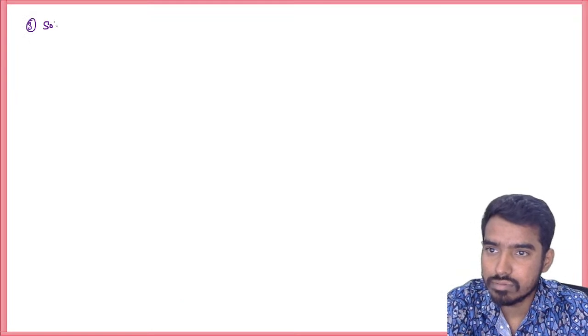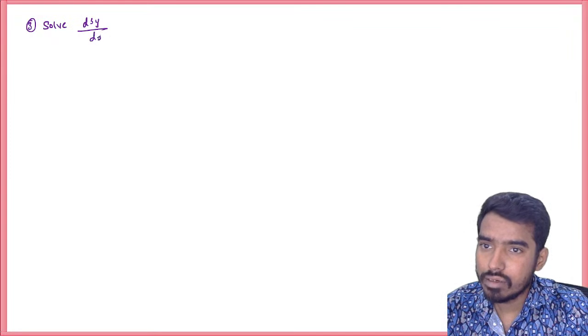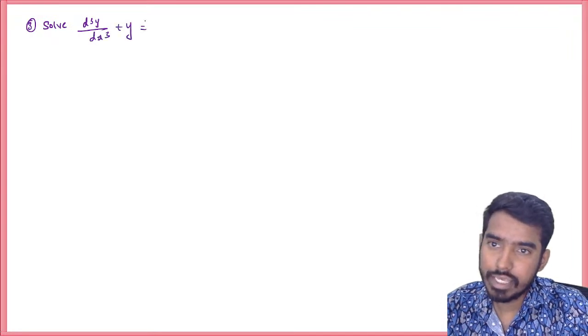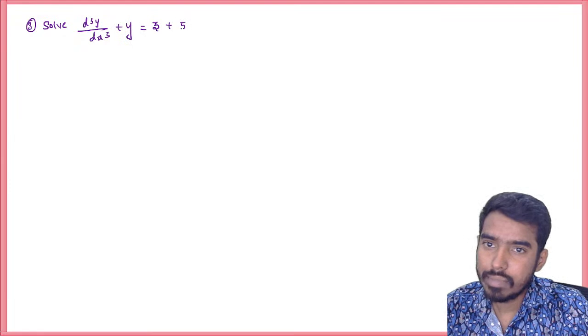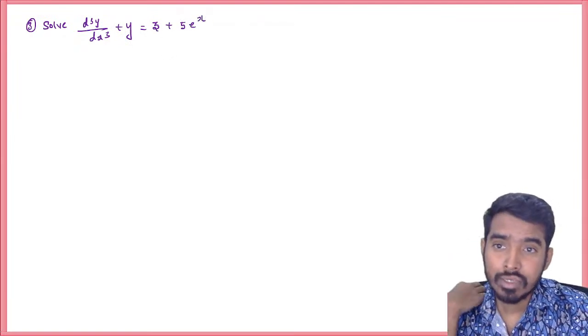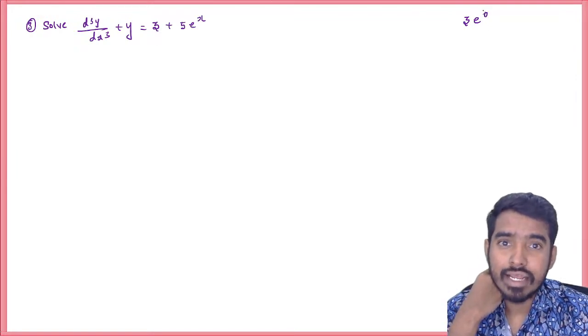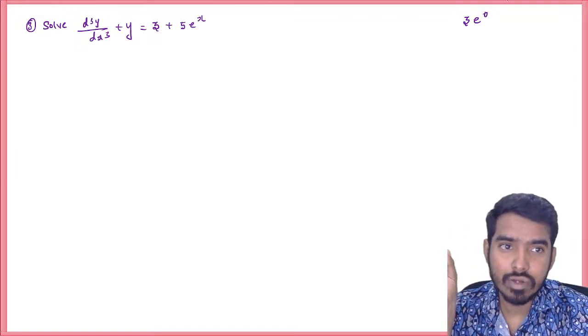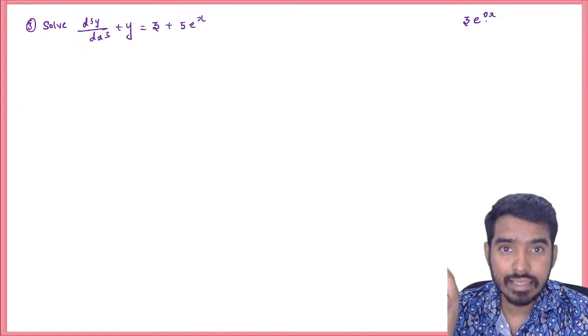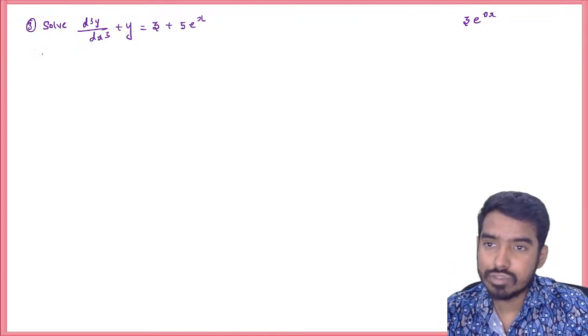Solve d cube y by dx cube plus y is equal to 3 plus 5 into e power x, right? See, if you have a constant term, you can always write that as p into e power 0x, right? In that case, it is your e power ax. If you have a constant term, you can always write it like this. So a constant term also falls under this case only, right? Okay, so we'll do this.